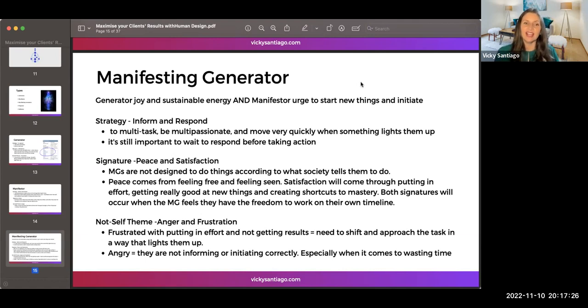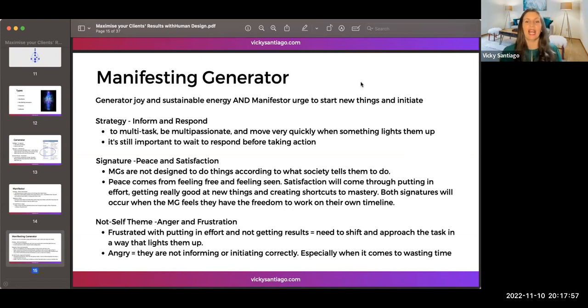Manifesting generators aren't here to do what society tells them to do, right? They're free spirits. If you are a manifesting generator, you don't worry about niching down your business, right? You have the energy, the urge to initiate things, everything you need to work in lots of different areas, for example. So peace comes from feeling free and feeling seen. Satisfaction comes from putting in aligned effort and mastery.